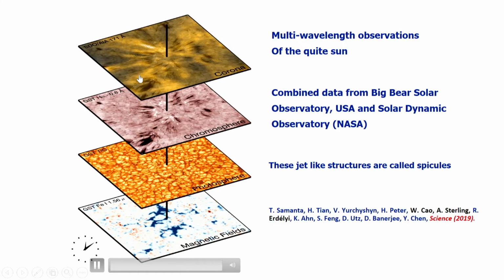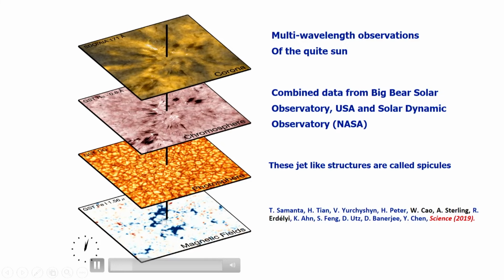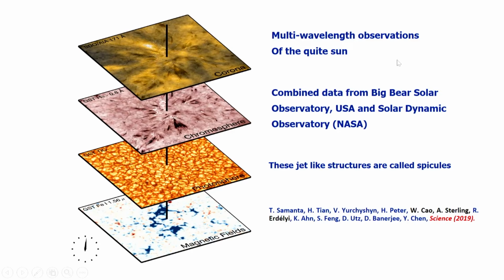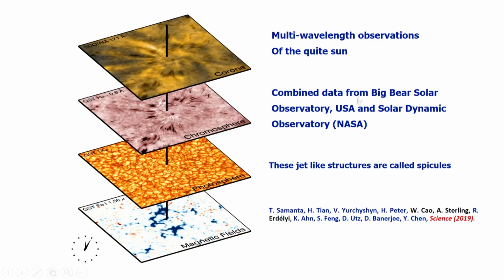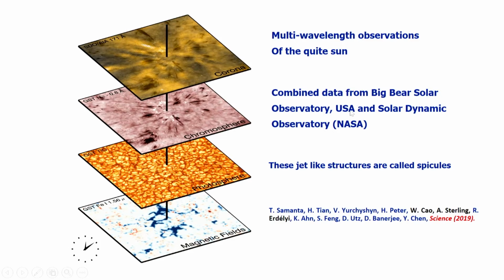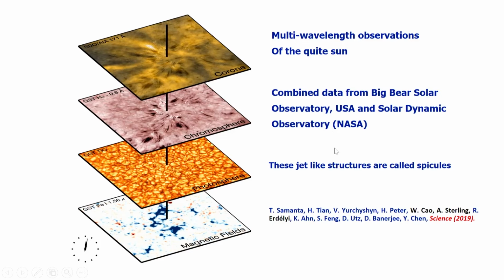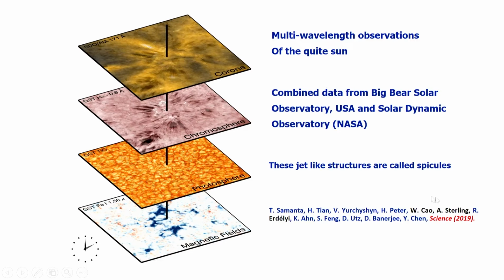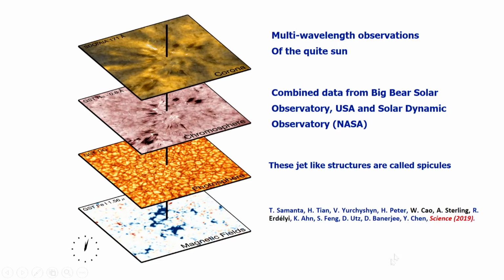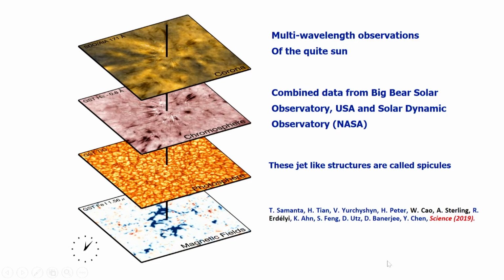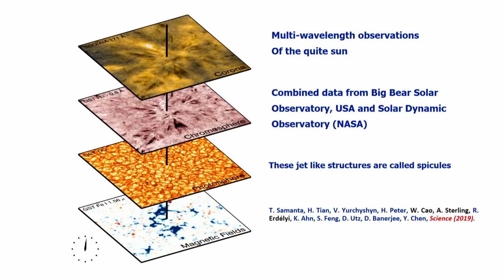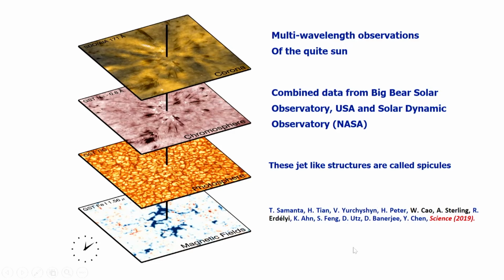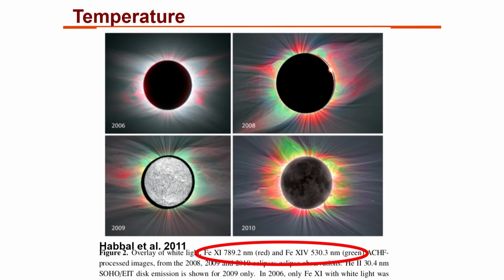So that explains why the corona is much, much hotter as compared to the surface of the sun. This is, again, a showcase of combined data from Big Bear Solar Observatory in the USA and the Solar Observatory at NASA. And these jet-like structures are also called spicules, as I indicated here. I also want to highlight that this kind of work is happening with really multi-institutional, multinational collaborations, which is very much important for discovery-quality science now.